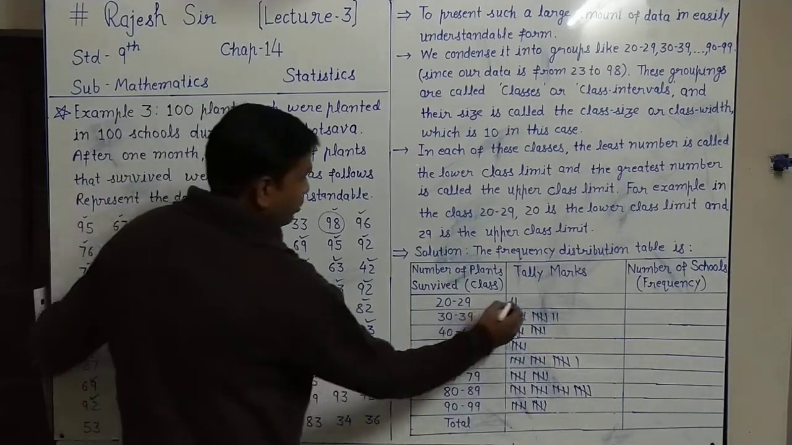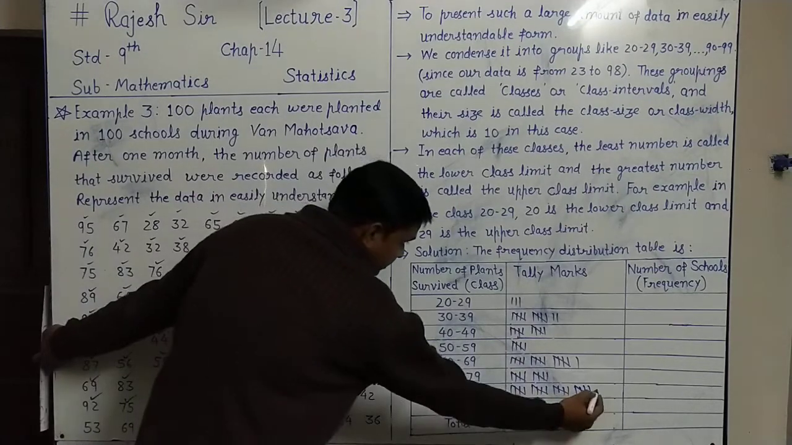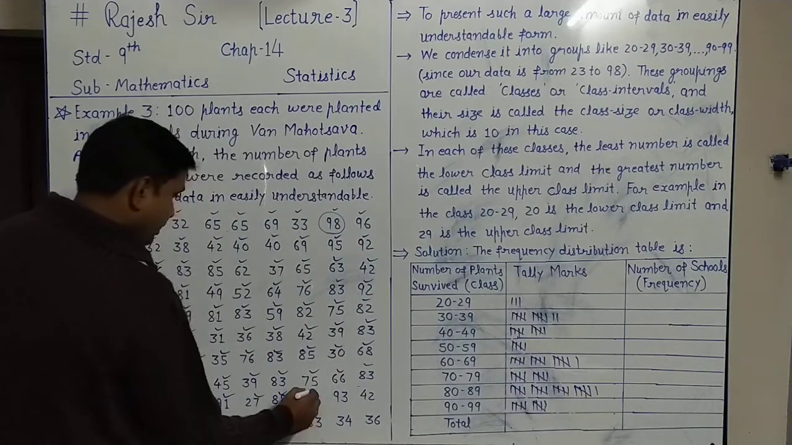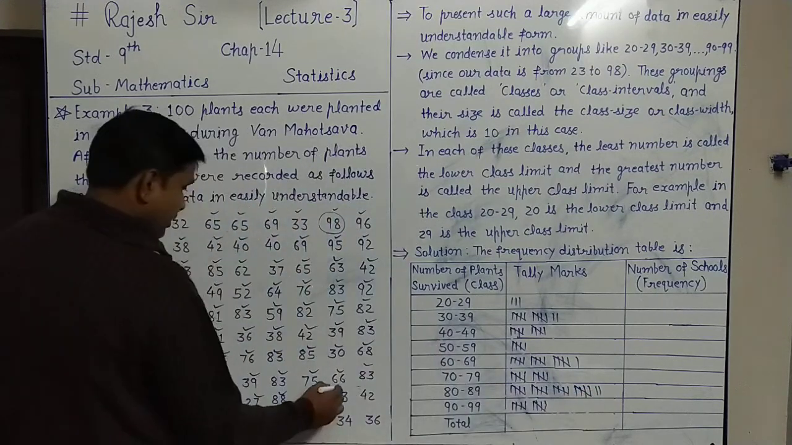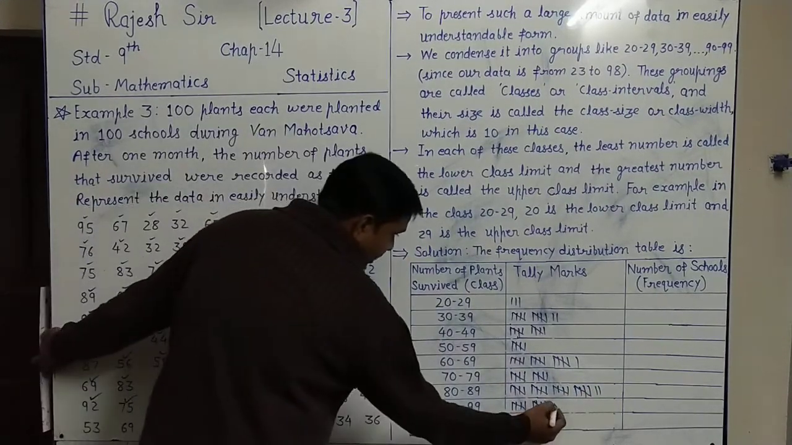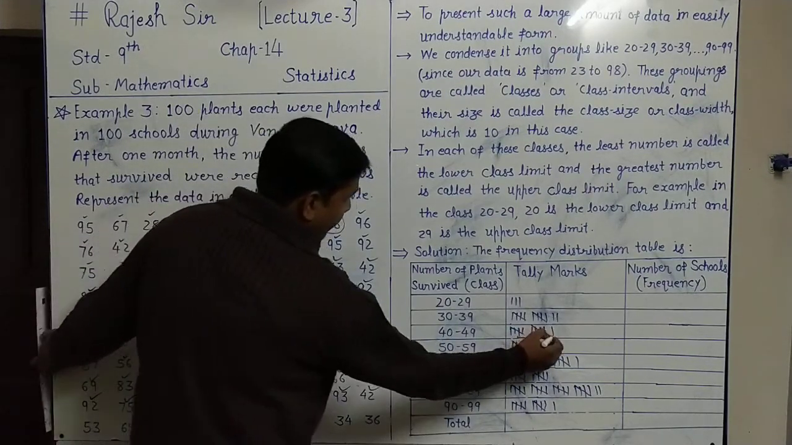27 is 20 to 29. 88 is in 80 to 89. 89 in the same group, 80 to 89. 93 is in 90 to 99. 42 is in 40 to 49.